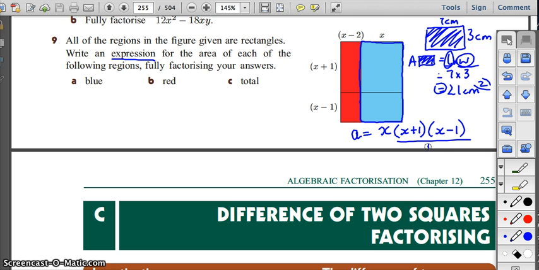This is essentially your width, and this is essentially your length, or vice versa. And then they ask you to fully factorise that. Now, what do you acknowledge you've got here? It's possibly your perfect squares. Oh yeah, difference of two squares there. So thinking back to the difference of two squares, and moving backwards instead of expanding.